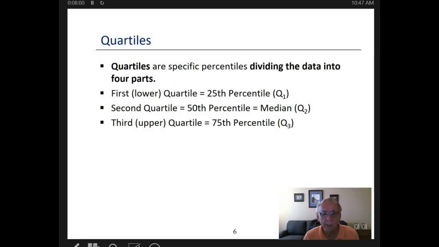We're going to look at quartiles. In that same data set, if we want to find quartiles, we will look to find the 25th, the 50th, and the 75th percentile. Use the same type of process that we used before.